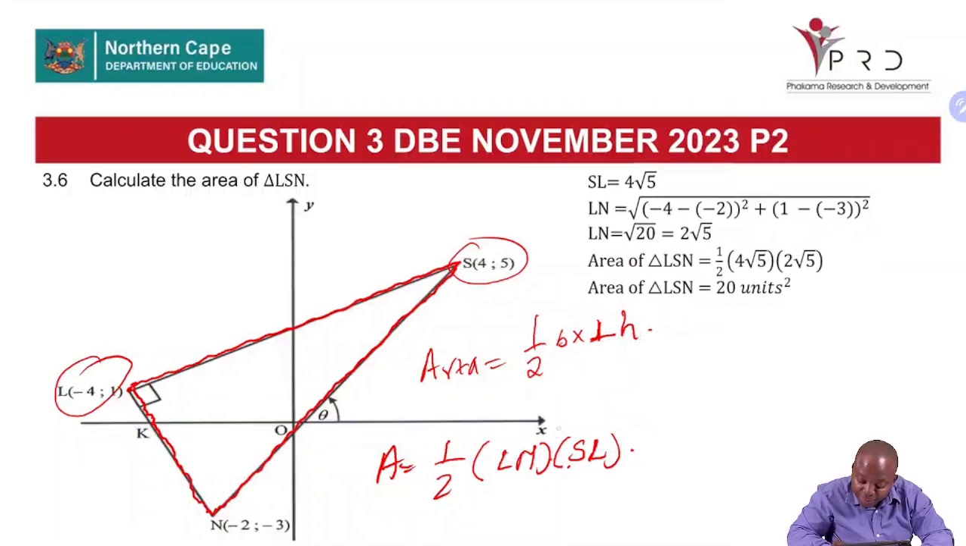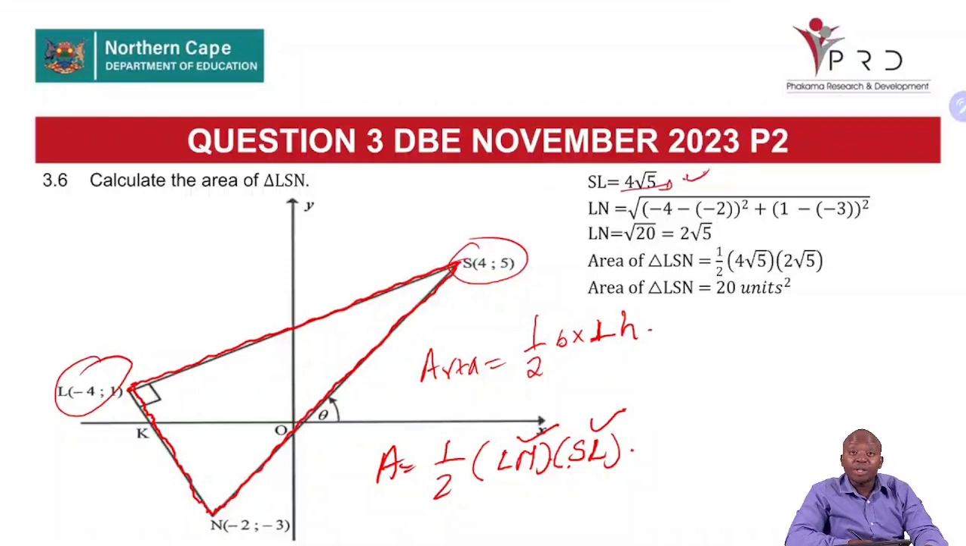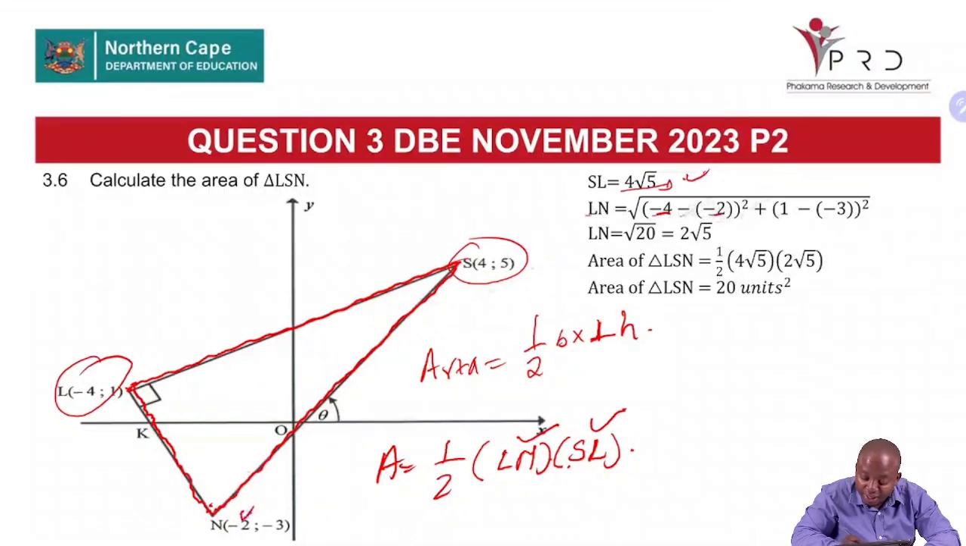Now remember, we need to find LN, and we need to find SL. Now what is the distance of SL? Our distance SL is 4√5. I think this was calculated in the first question. Then the distance of LN is between L and N. We start by saying x2 minus x1 squared plus y2 minus y1 squared. Now this is the x coordinate of L minus the x coordinate of N, squared, plus the y coordinate of N.